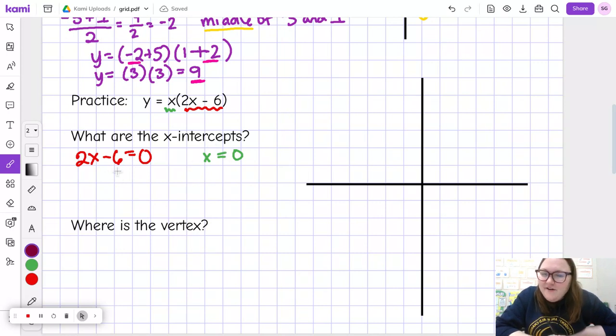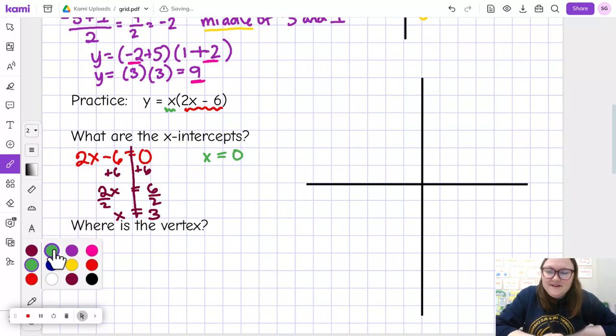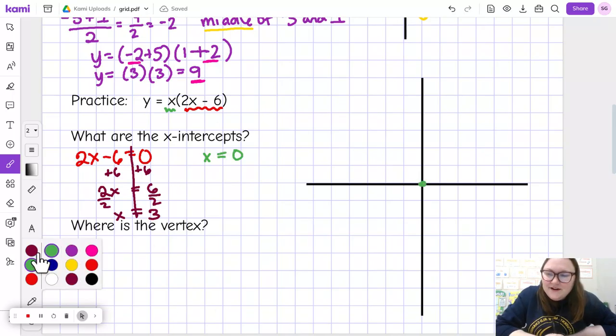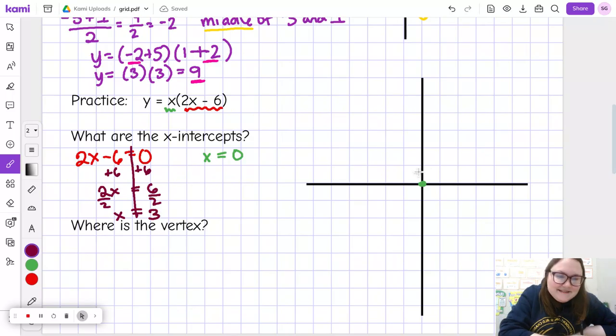If I solve our first equation to help us find the x-intercept, I can add 6 on both sides. That gives me 2x equals 6. And then I divide both sides by 2 to get our x-intercept is at 3. So from this right here, I know there are 2 x-intercepts. There is one at 0, so that would be right here. And then our other x-intercept is at positive 3. So 1, 2, 3 is right there.